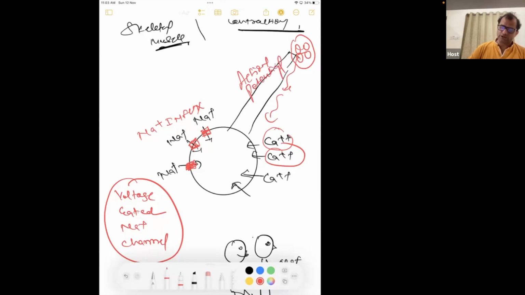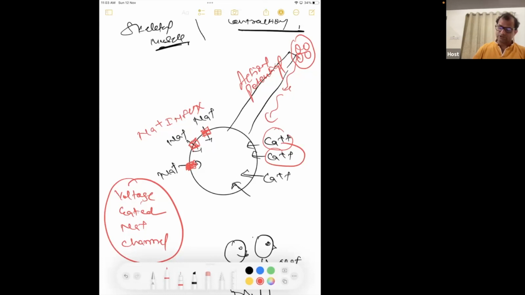Then it is reaching the nerve ending. And as soon as it reaches the nerve ending, immediately there is sodium influx through the voltage gated sodium channel. And because of that, calcium also starts going in, right?